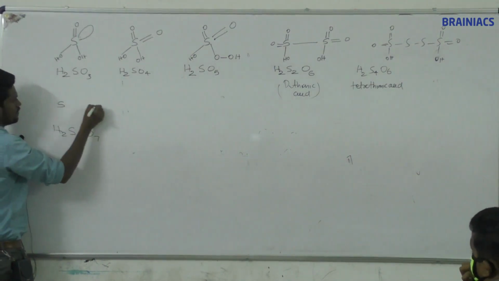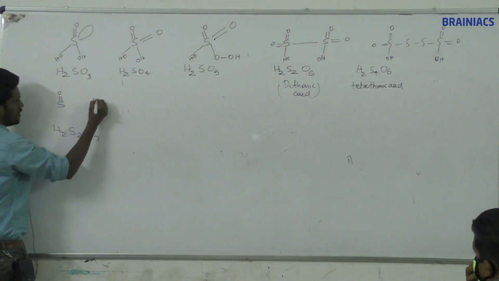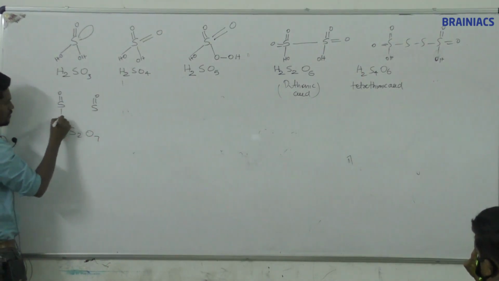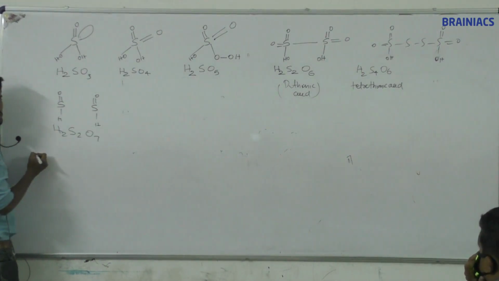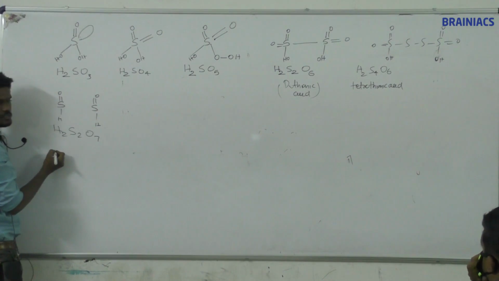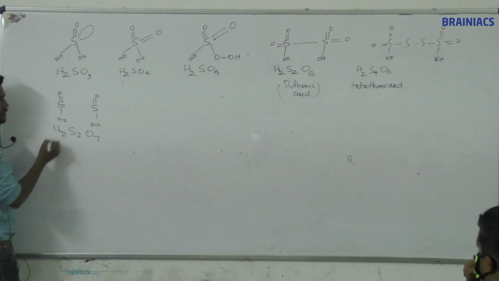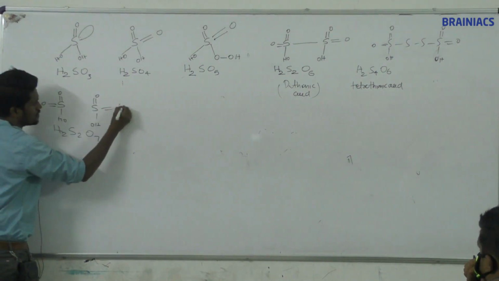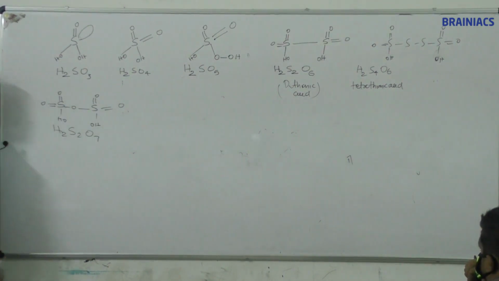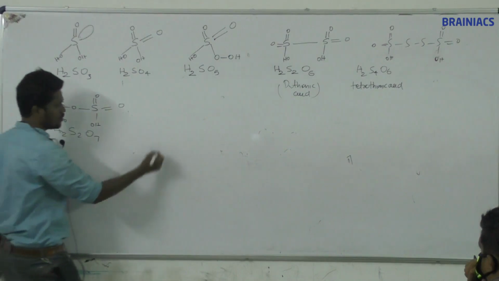Okay, and next one is H2S2O7 with the, and how many hydrogens? 2 hydrogen, 1 for this sulfur, 1 for this sulfur. Okay, and how many oxygens are remaining? 5. 1 here, 1 here. How many remaining? 3. So 1 for this sulfur and 1 for this sulfur and 1 for both. Okay, H2S2O7.